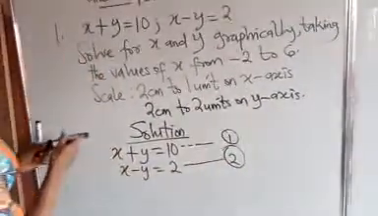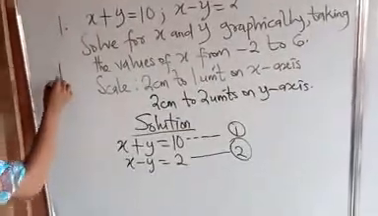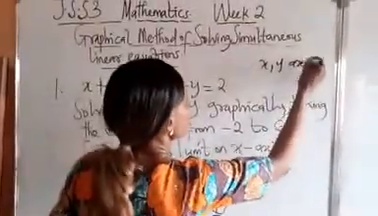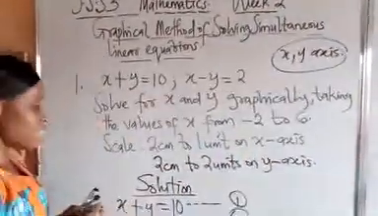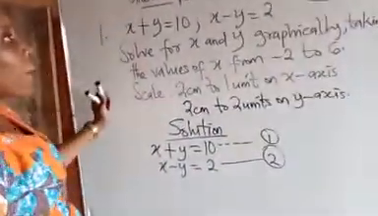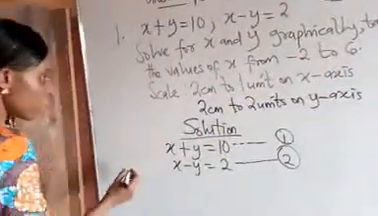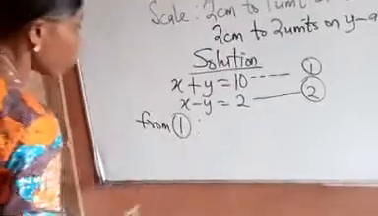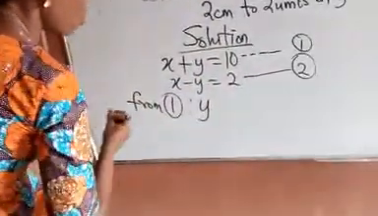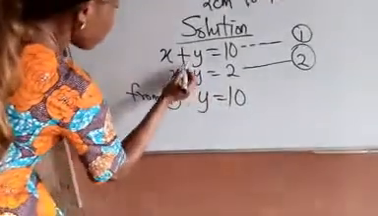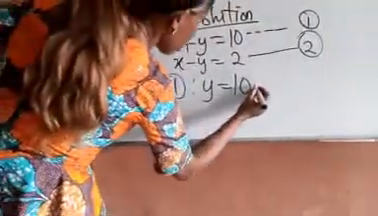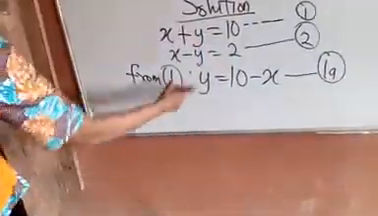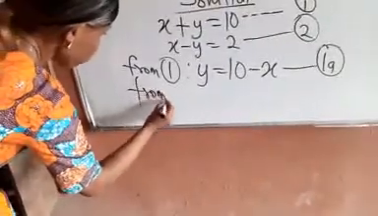Now, to solve graphically, on your graph you have just the x and y axis. Make sure that the equations given to you have y as the subject of the formula. Therefore, from equation 1, make y the subject of the formula. If y should stand on its own, you have 10 plus x leaves y, crosses over, becomes minus x. I have equation 1a from equation 1. Y is the subject.